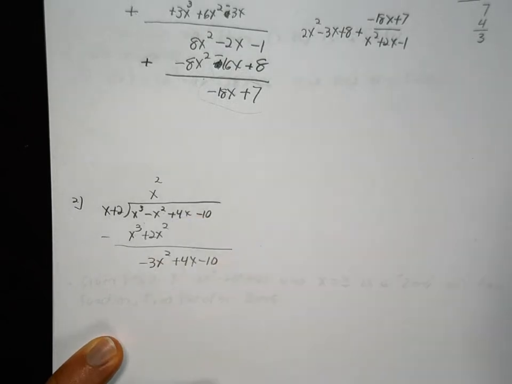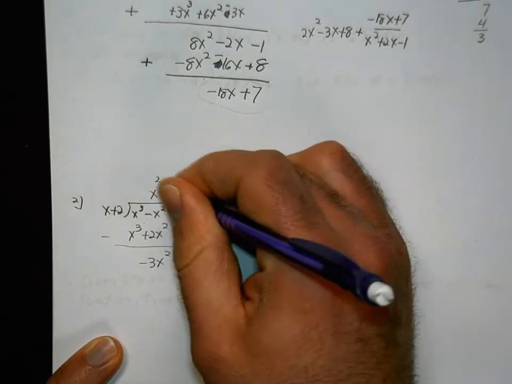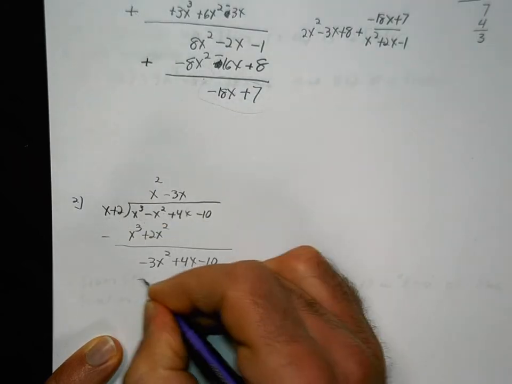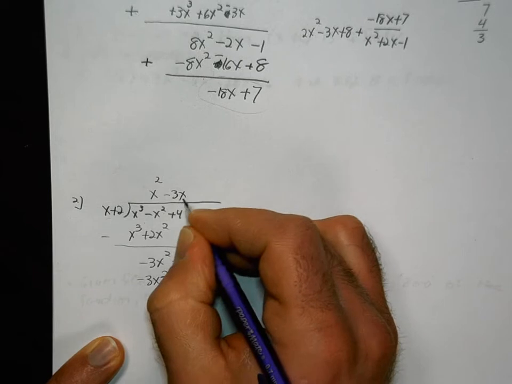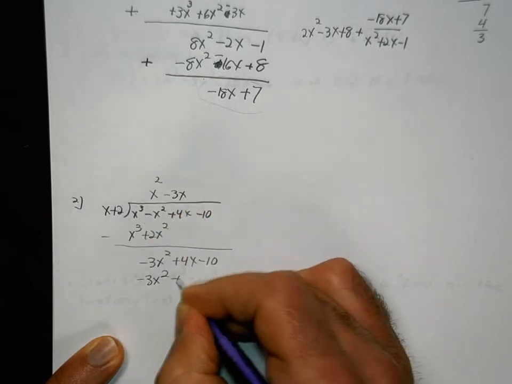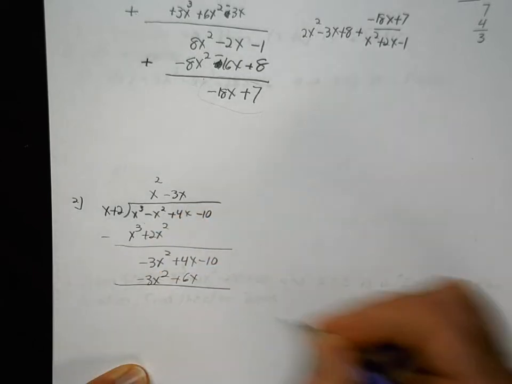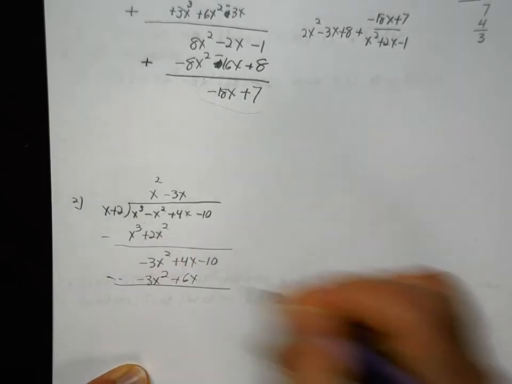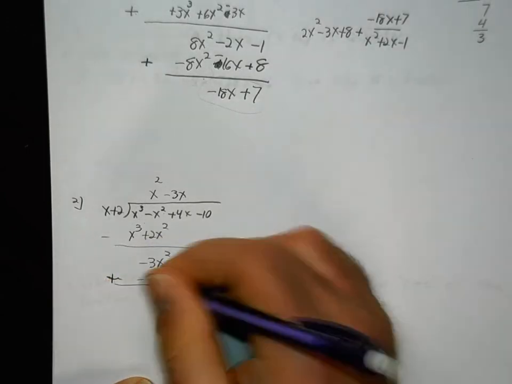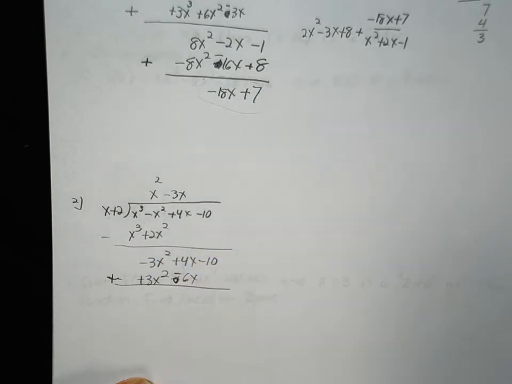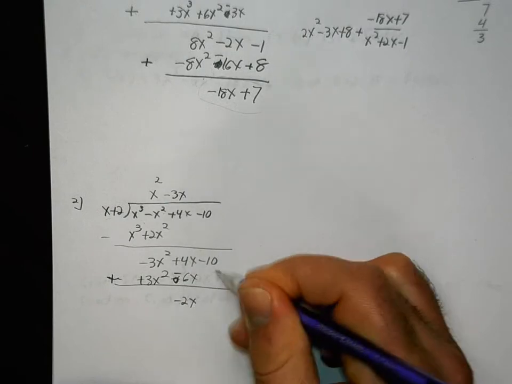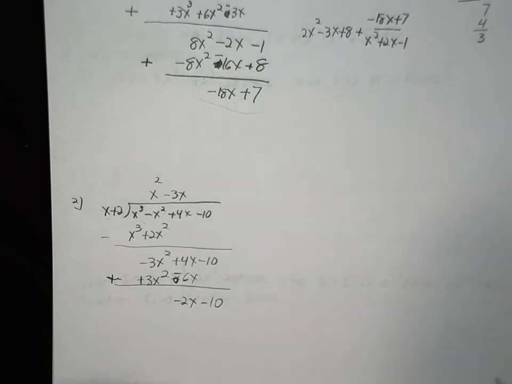X goes into this. Negative 3x times, because negative 3x times this is negative 3x squared. This times this would be plus 6x. Draw my line. Subtraction. I'm going to change it to addition and change the signs. Okay, so that's going to be a negative 2x minus 10. X goes into negative 2x.